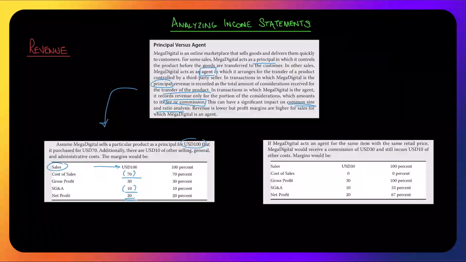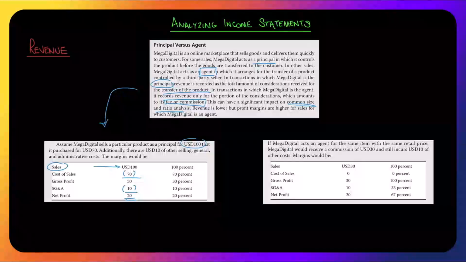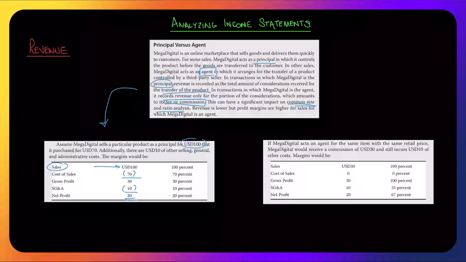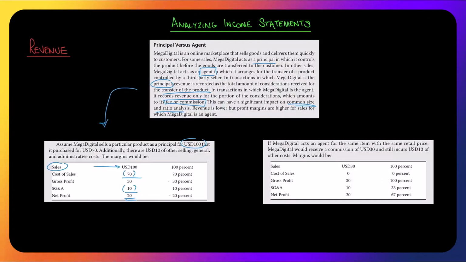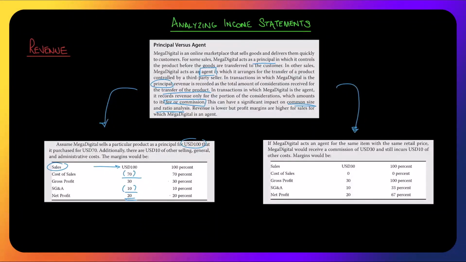There's our figures. Here are our margins. Remember, margins are a percentage of sales. Pretty easy when sales are 100. 20% net profit, 30% gross. Compare that to the situation where we are simply an agent. And the first thing to do is start here at the bottom of this income statement. We're playing around with the exact same numbers, so we end up with the exact same net profit, 20.